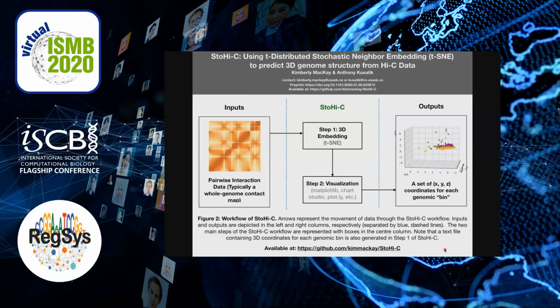So one thing that hasn't been used very frequently within the community is t-distributed stochastic neighbor embedding, or t-SNE. It's very popular in other facets of bioinformatics and other facets of, say, data visualization, but it hasn't been applied to the 3D GRP.